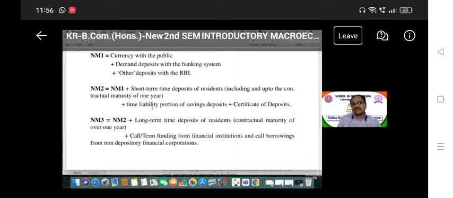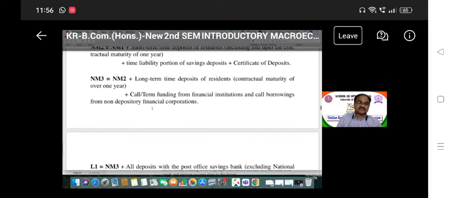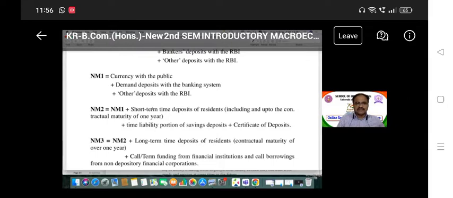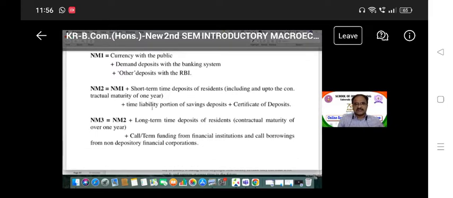What do we say for NM3? NM2 plus, that means short term time deposit, liability and certificate of deposit, plus long term time deposits. Long term time deposits of the residents, maturity of 1 year. Plus call term funding from financial institutions, call borrowing from non-depository financial corporations. Okay, so NM1, NM2, NM3 are done. One by one we added short term, long term, and everything is done.